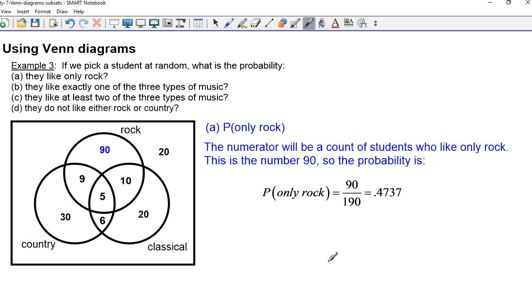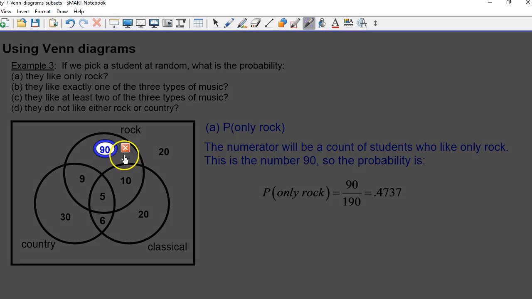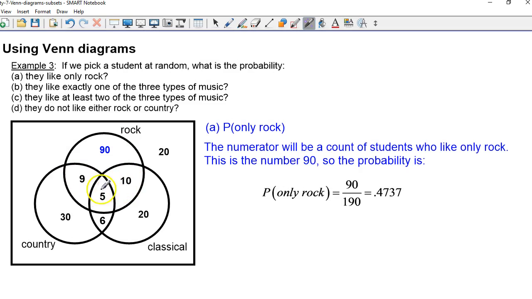The total number is 190, and then the number on top has to be the number of students who only like rock. So the students who only like rock is this 90 right up here, right? That's the other parts that are in the rock circle also like classical, or also like country, or also like all 3. So the 90 is the people who only like rock. So 90 out of 190 would be 47.37%.